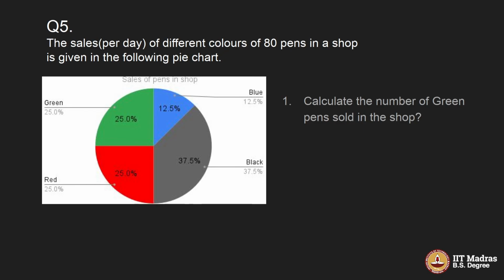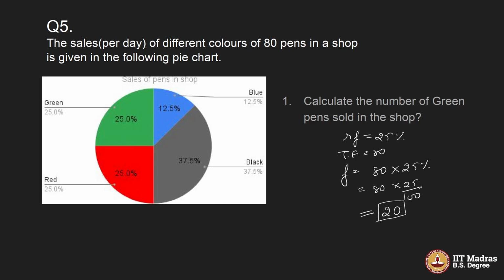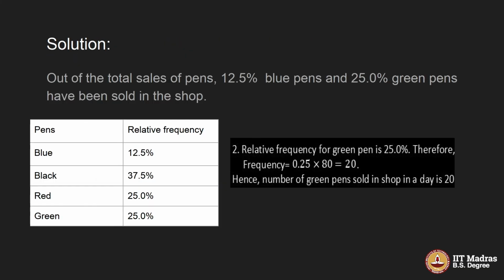Now we have to calculate the number of green pens sold in the shop. The relative frequency of green pen is 25%, and the total frequency is 80. So the frequency of green pens will be 80 times 25%, that is 80 times 25 by 100, which is equal to 20. So there are 20 green pens sold in the shop. Here we have the solution. We have 25% green pens, so the frequency will be 0.25 times 80, which is 20.